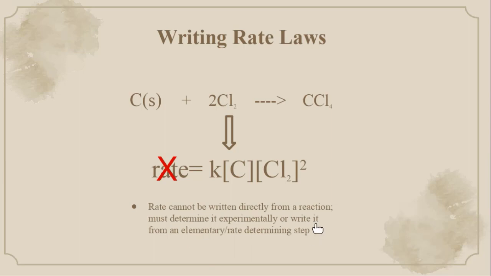So the rate determining step, just a reminder, is going to be your slowest step, and that's the only time you can write a rate law using the coefficients. And they'll tell you if it's the slowest step. If it doesn't say it, then assume it's a total reaction.